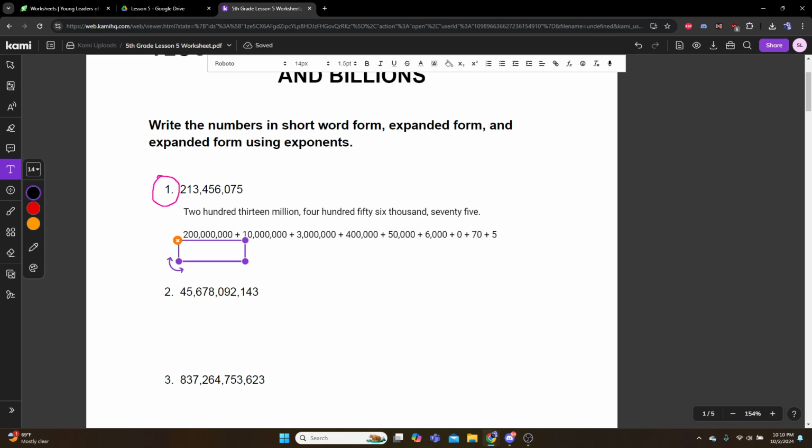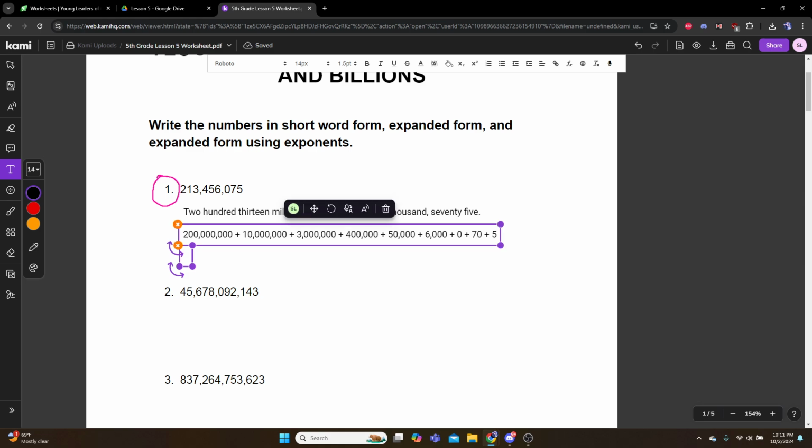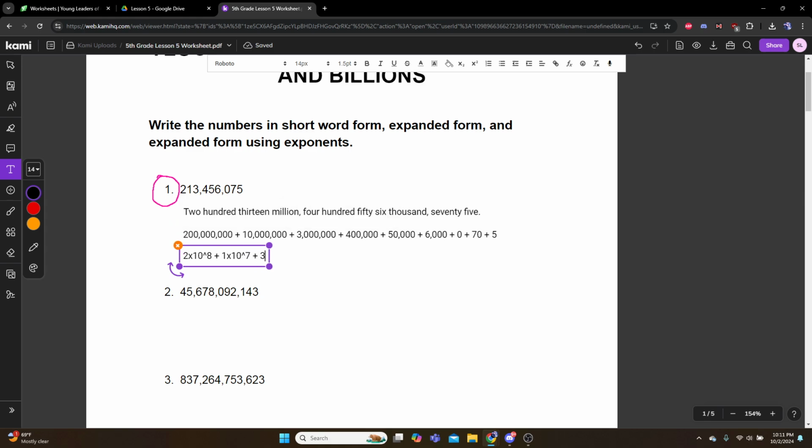Now, if we want to write this in expanded form using exponents, we need to look at the standard form, then look at the expanded form, and then replace these zeros with the original number. So 2 times 10 to the, and then the power would be the amount of zeros that you have. So 200 million would turn into 2 times 10 to the, and there's 1, 2, 3, 4, 5, 6, 7, 8. There's 8 zeros, so 2 times 10 to the 8 plus, same thing, 1 times 10 to the 7 because there's 7 zeros, and we continue the cycle that way.